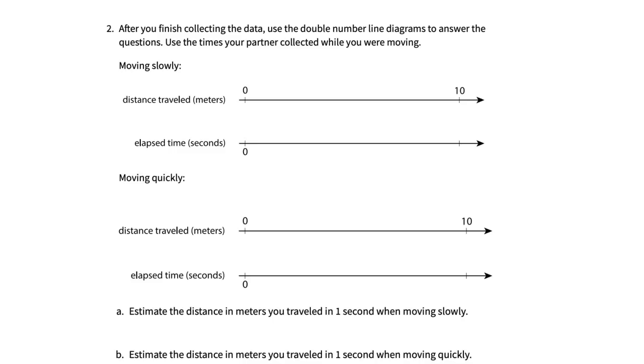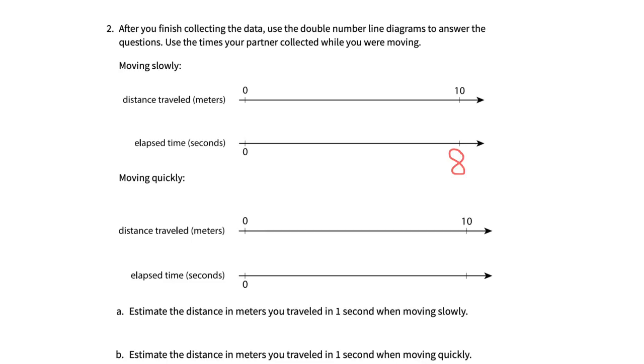And once you've got that data, you're going to do some math with it. So it says after you finish collecting the data, use the double number line to answer the question. So moving slowly, you traveled your 10 meters at some speed, I mean, in some number of seconds, right? So I don't know. Let's just pretend, and I'll say it's 8 seconds. We're just making up the data right now.